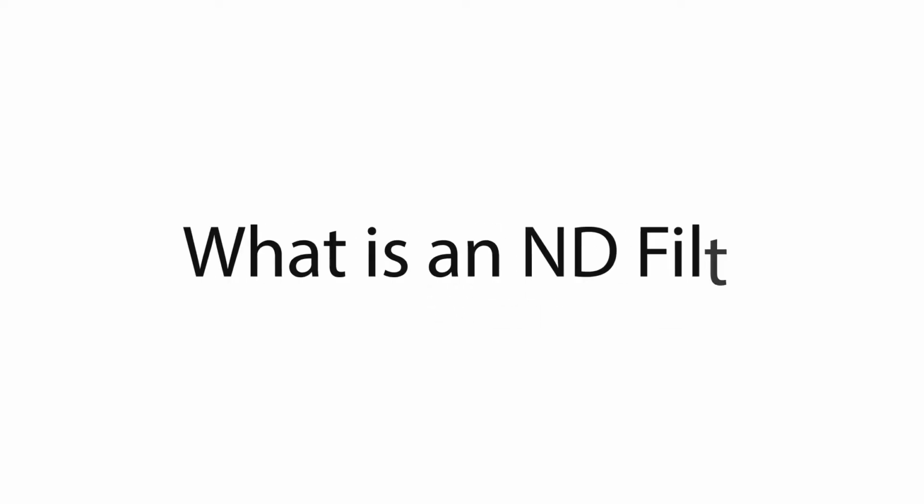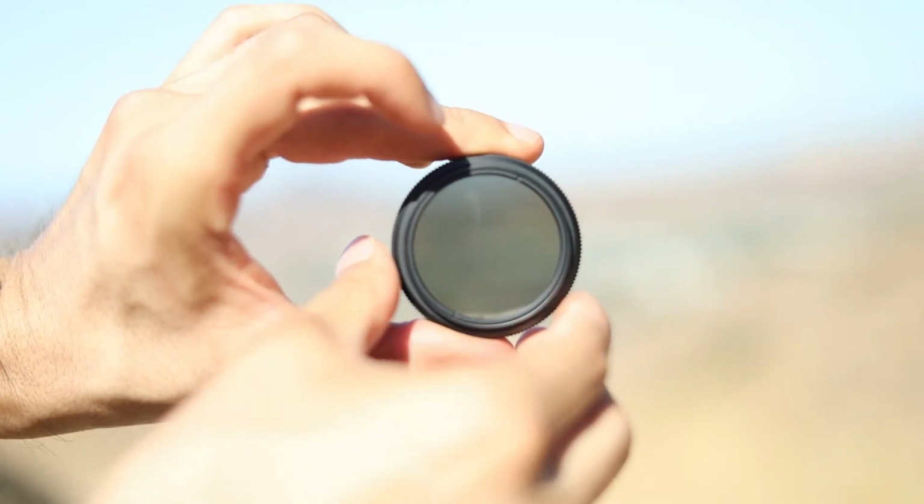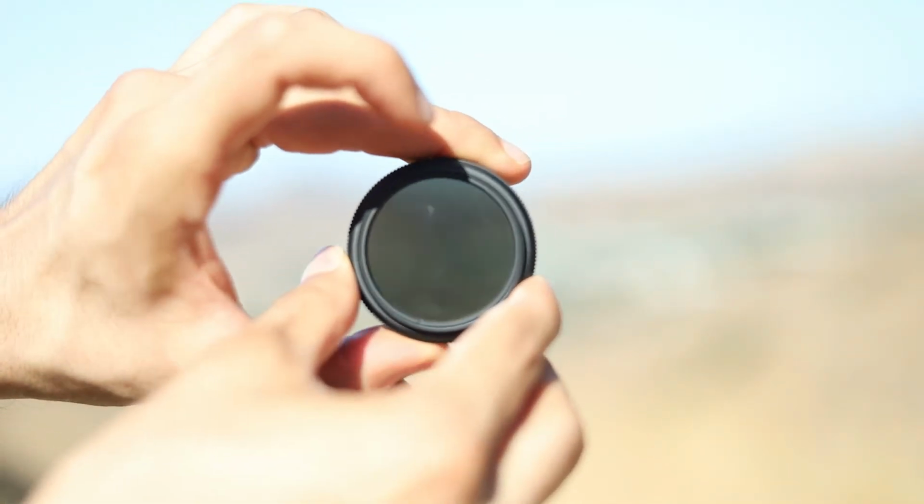Alright, so let's start off. What is an ND filter? So ND stands for neutral density, and I'm not going to bore you with all the technical details because honestly, I don't know them myself. But all you really need to know is that an ND filter allows you to adjust the amount of light that enters your camera. Most people make this analogy that it's like sunglasses for your camera, which is pretty apt.